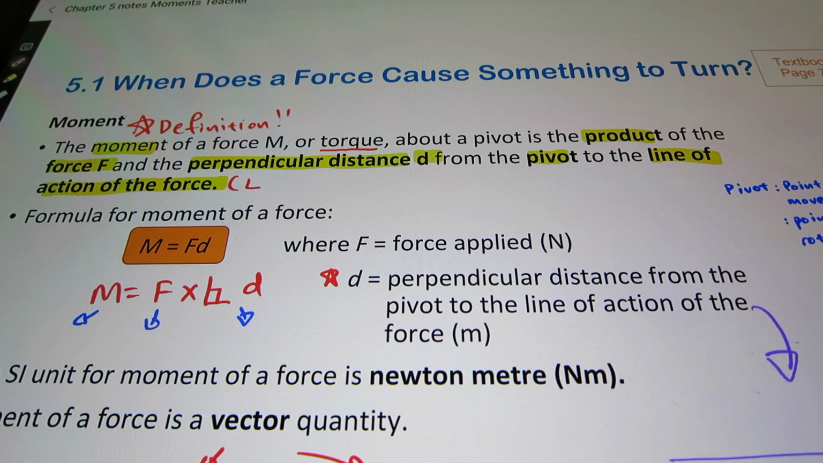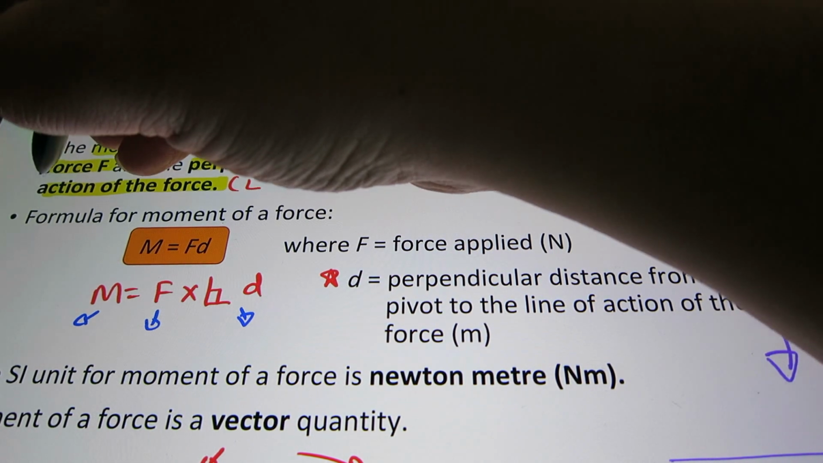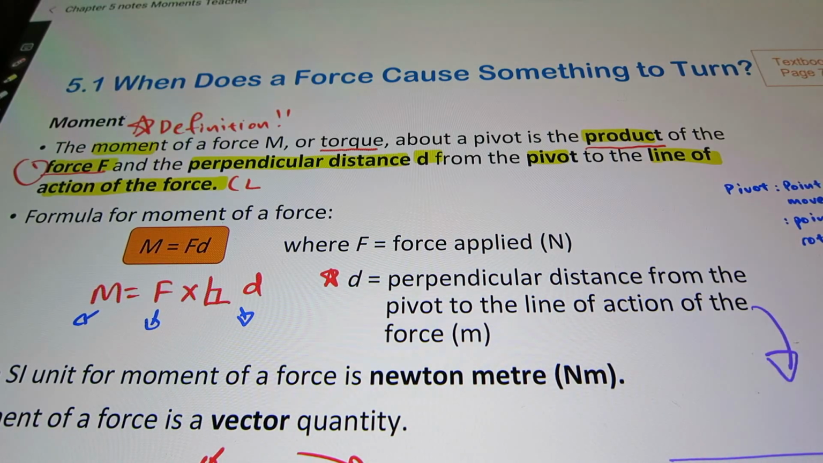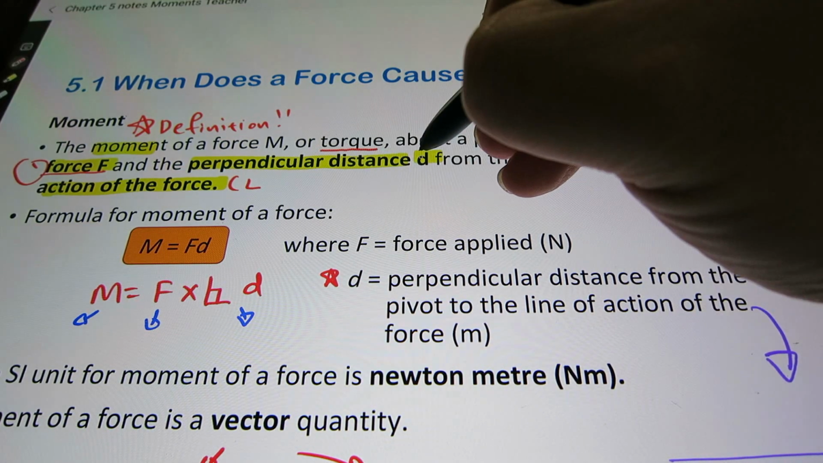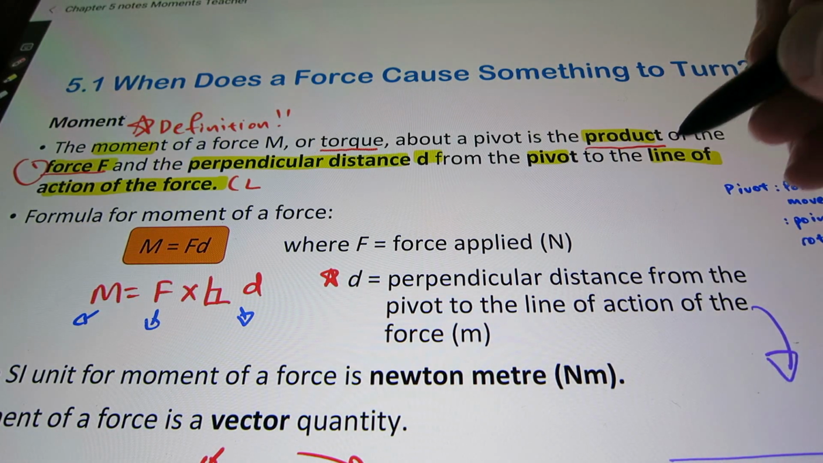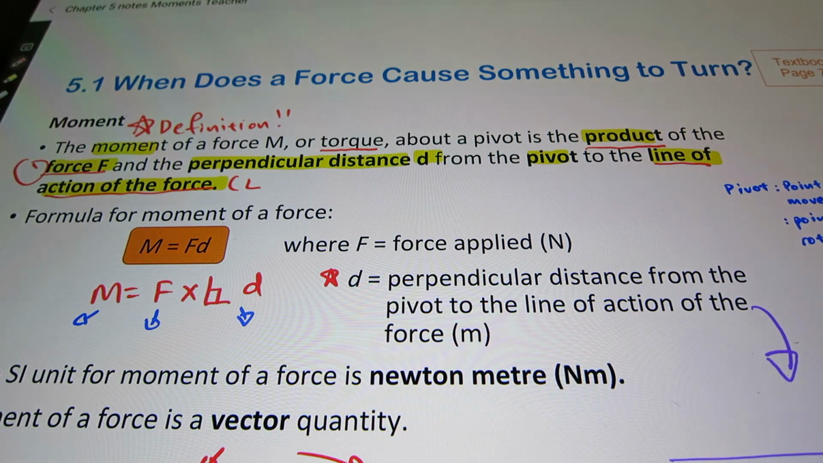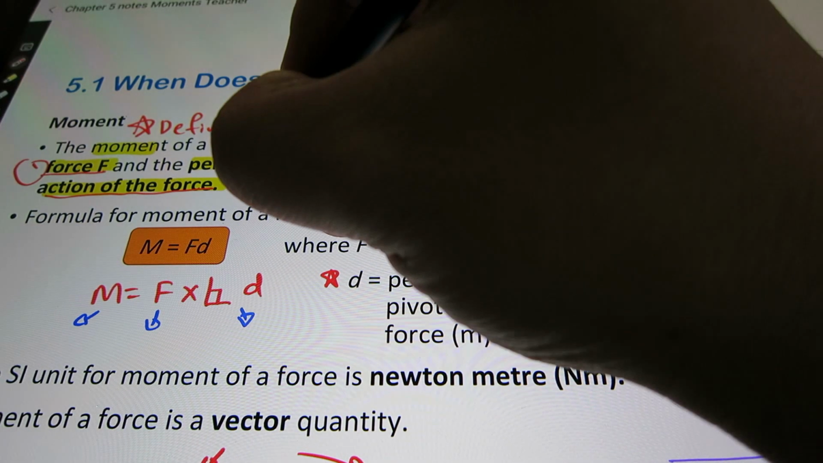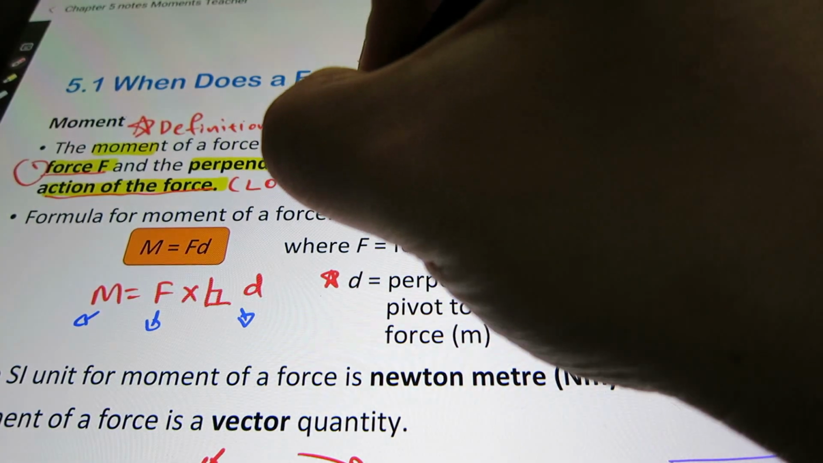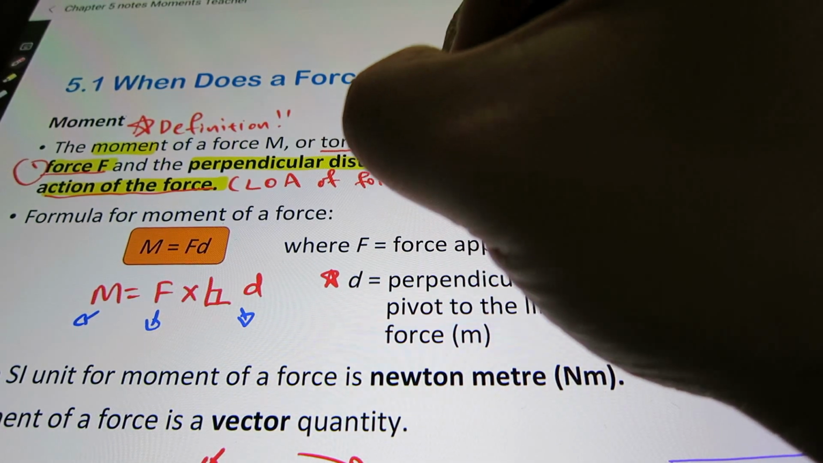The moment of a force is the product. That means I multiply two things. One, the force, and two, the perpendicular distance d from the pivot to the line of action of the force. I'm going to detail what each of these terms means later, but I'm going to shorthand a lot of things in this chapter, so just get used to it. I'm going to abbreviate line of action of force as LOA of force.